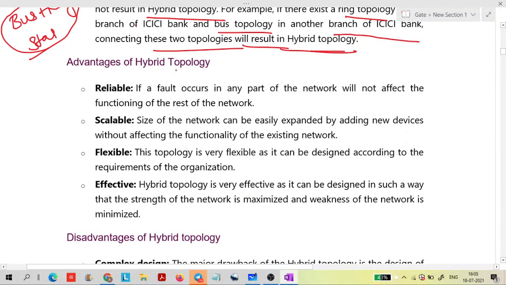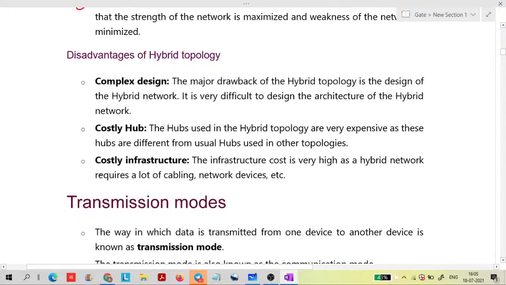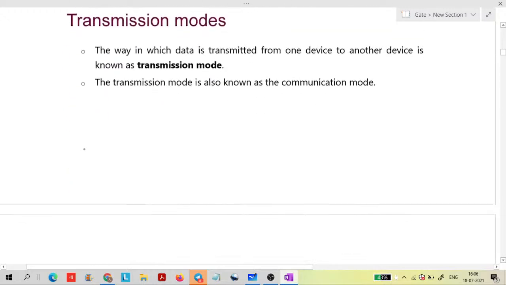The advantages of hybrid topologies are that they are reliable and scalable. The size of the network can be easily expanded by adding new devices. The topology is very flexible and can be designed according to the requirements of the organization. It is also effective, as it can be designed in such a way that the strengths of the network are maximized and the weaknesses are minimized. The drawbacks are complex design, costly hubs, and costly infrastructure.